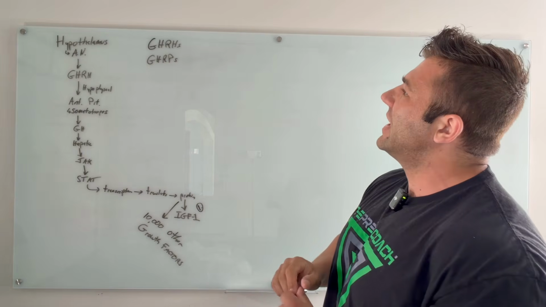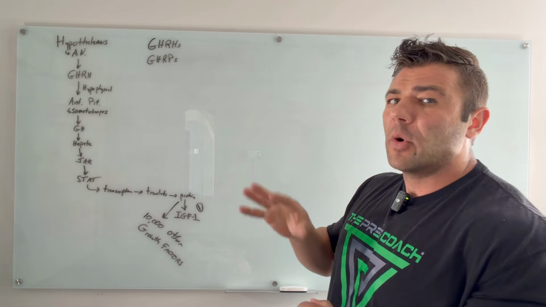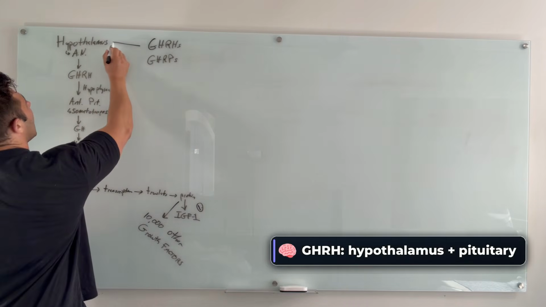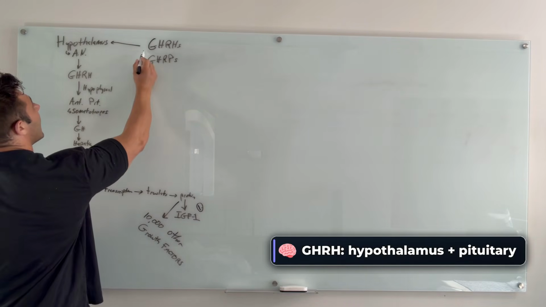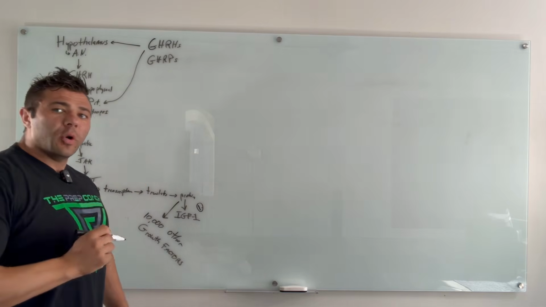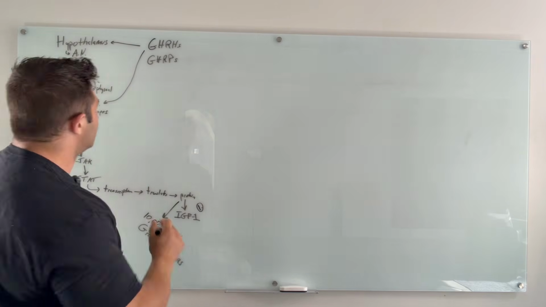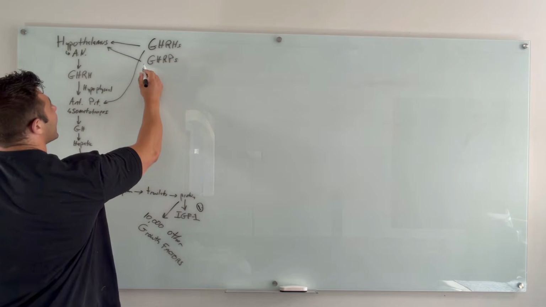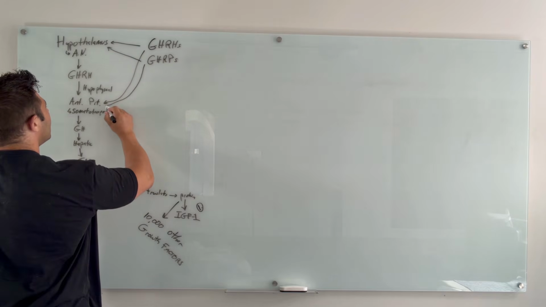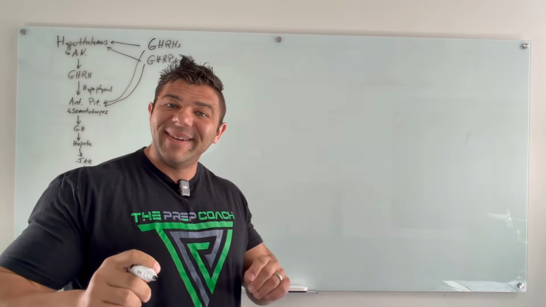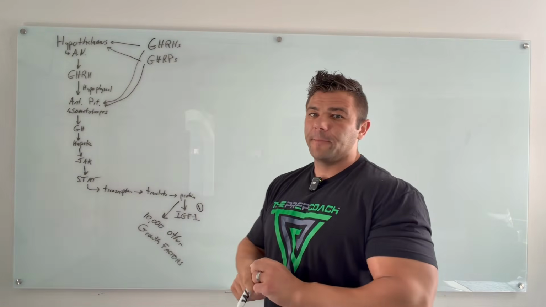But looking at this, now this is the interesting part. Growth hormone releasing hormone, where does it interact? It actually interacts with the hypothalamus, but it also interacts with the anterior pituitary. Growth hormone releasing peptides interact in the hypothalamus and also interact with the anterior pituitary. So where's the difference, right? Where's the difference? What's going on here?